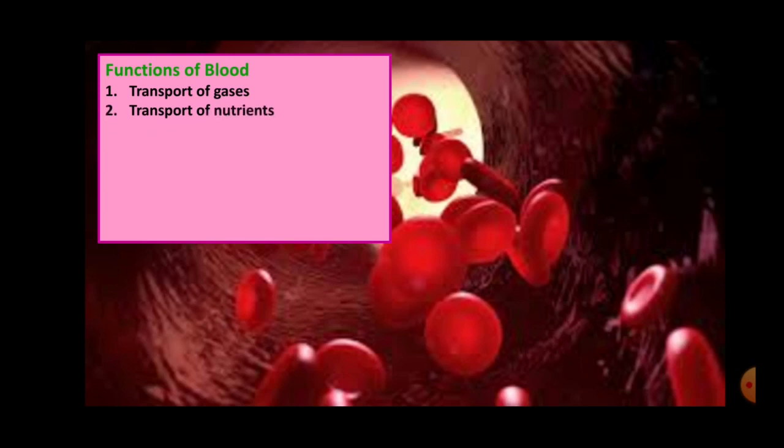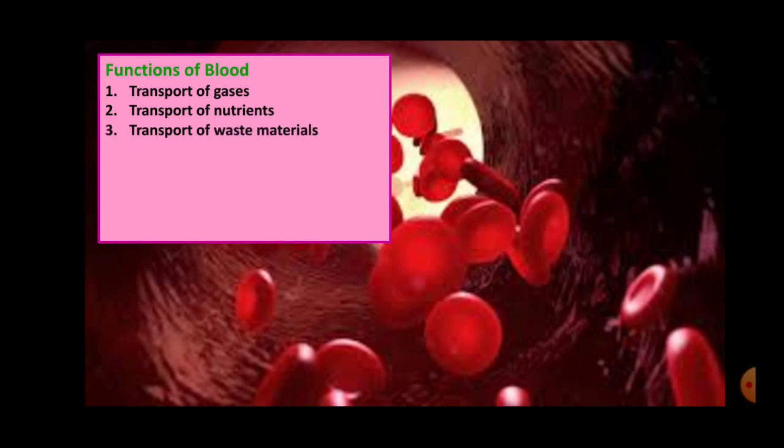The second function of the blood is transport of nutrients. You know, the nutrients like glucose, amino acids, fatty acids are transported by the blood from one place to another place. Now you know that we eat the food, it is digested in the alimentary canal. When the food is digested, it is converted into simple soluble substances, and these are absorbed by the blood through the wall of the alimentary canal, and then it is transported to each and every cell of the body.